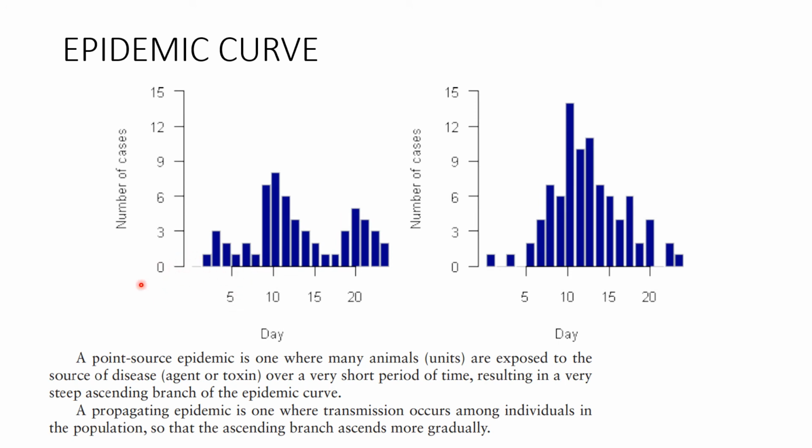Transmission or acquisition of the agent did not occur only in a very short period of time, in contrast to a point source epidemic. So transmission is occurring person to person, animal to animal, group to group. Transmission is occurring and the disease is propagating, hence propagating epidemic.